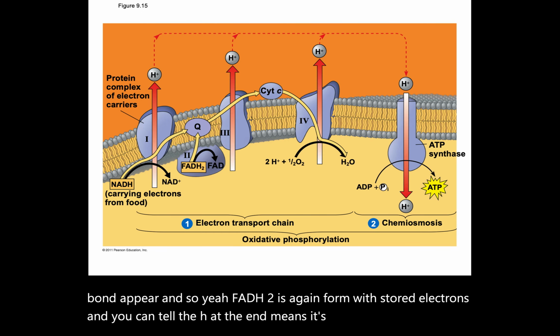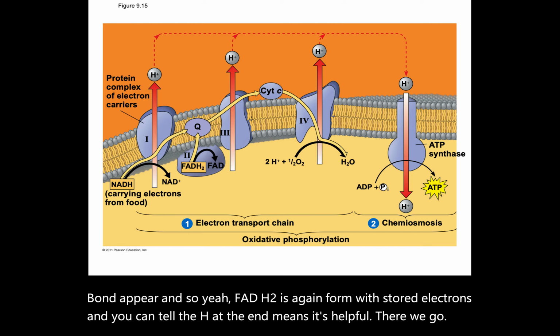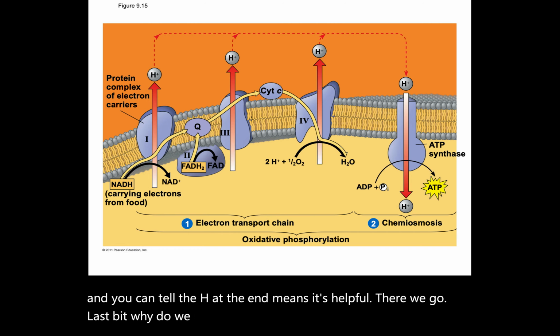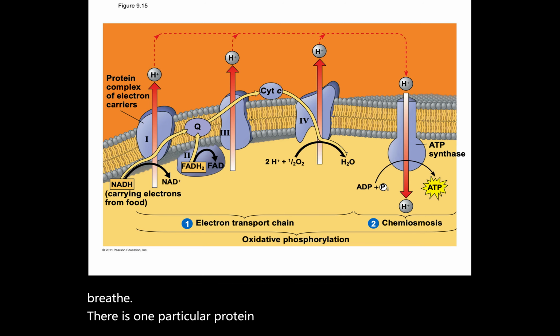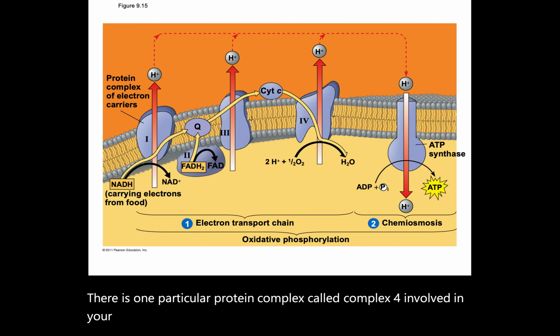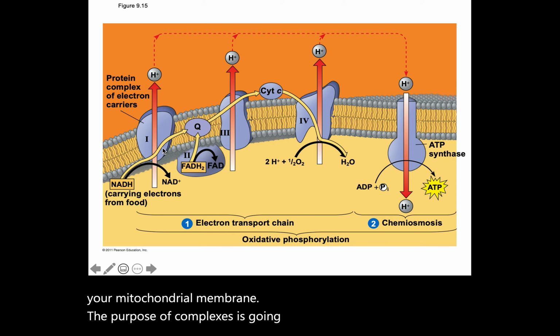There we go. Last bit, why do we breathe? And again, this is just so that you know why we breathe. There is one particular protein complex called complex 4 involved in your mitochondrial membrane. The purpose of these complexes is going to be to pump a lot of H plus from one side of the membrane to the other.